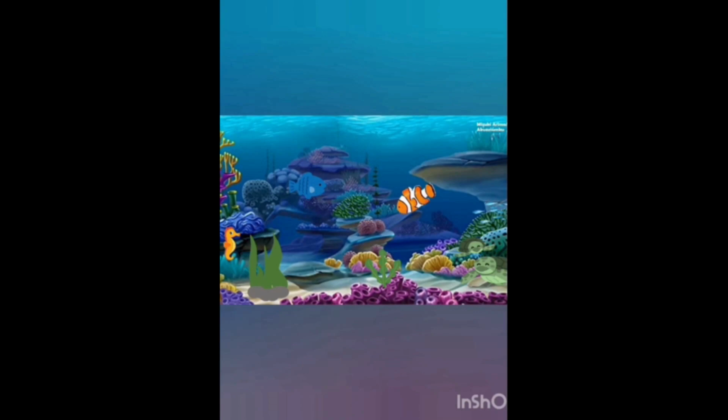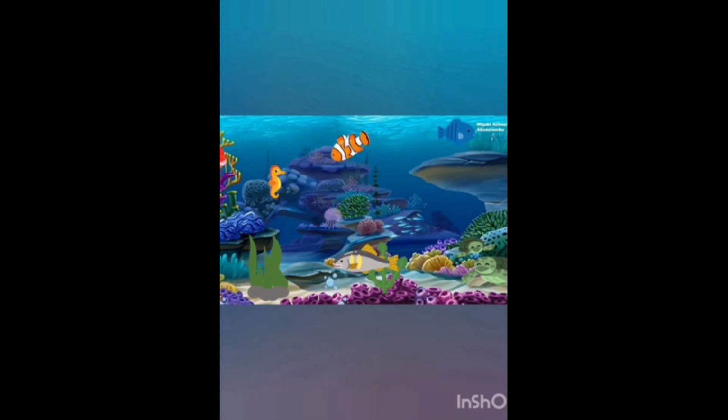In the aquarium that I have made, there are two components, namely abiotic components and biotic components. Sand, water, and rocks are examples of abiotic components, while fish, seahorses, seaweed, jellyfish, coral reef, and turtles are examples of biotic components. Well, that's my presentation about fish in the aquarium that I have made.